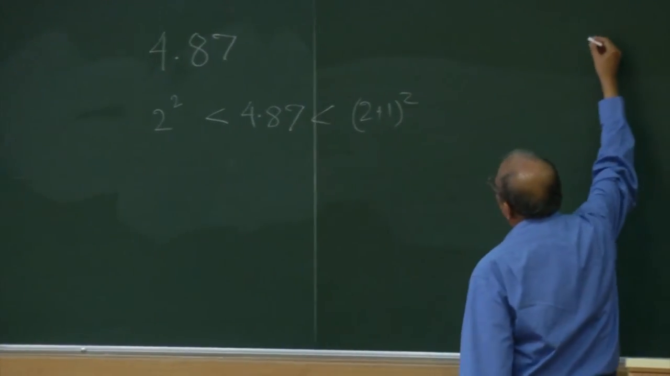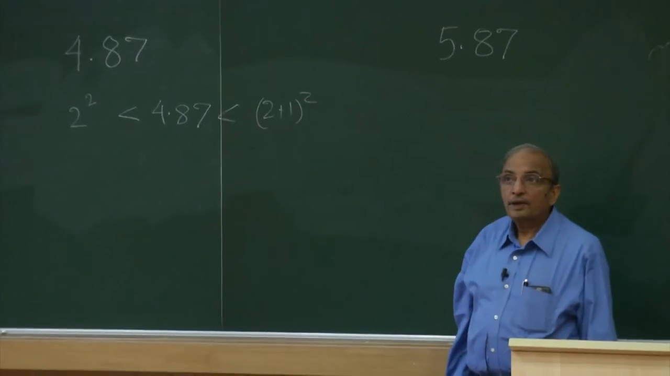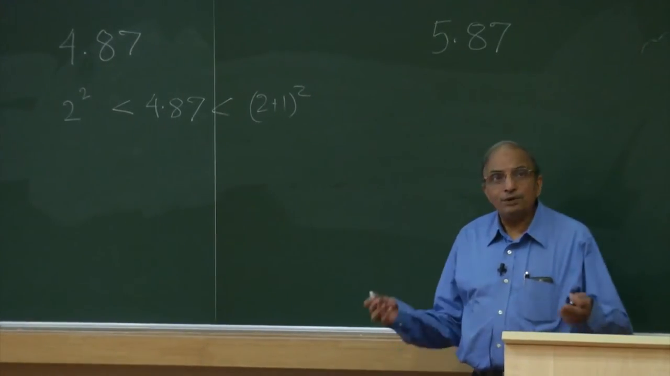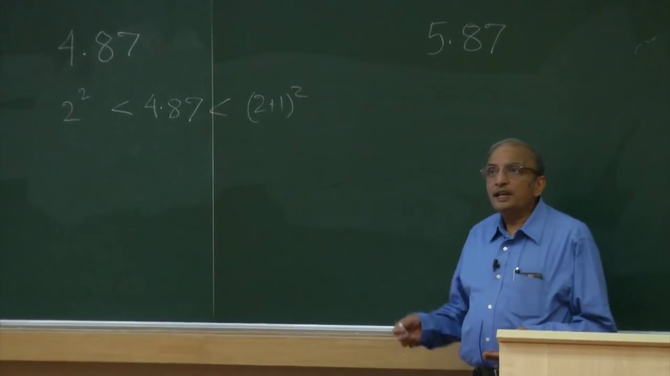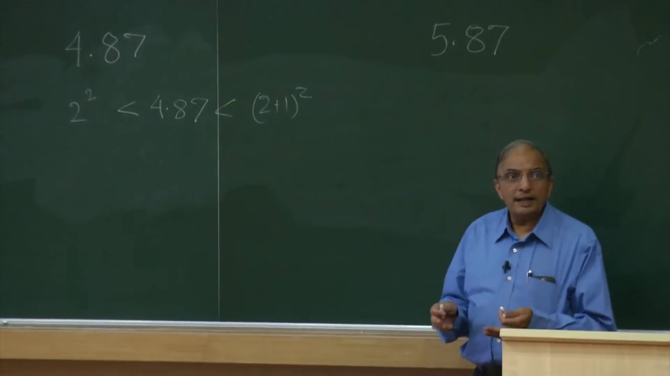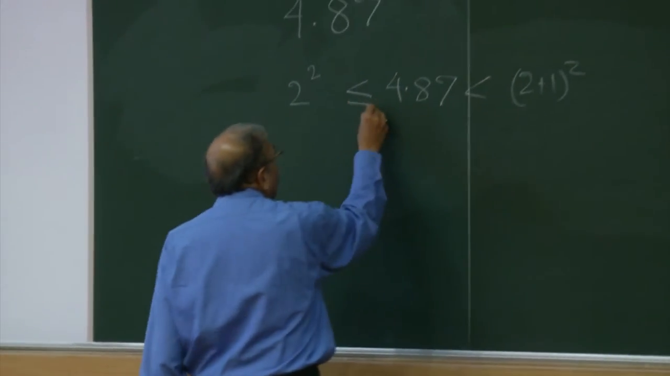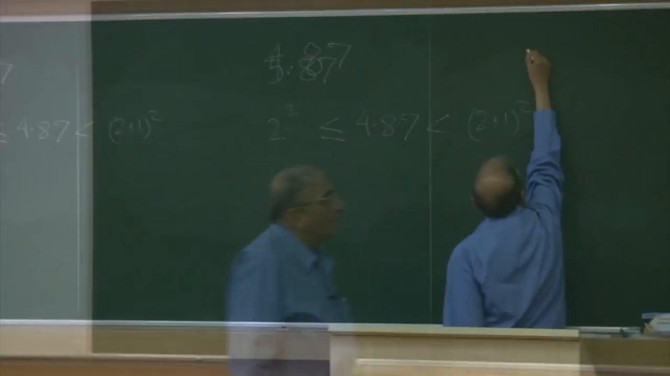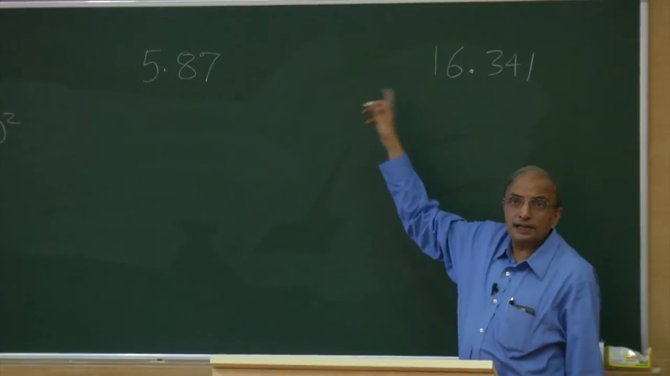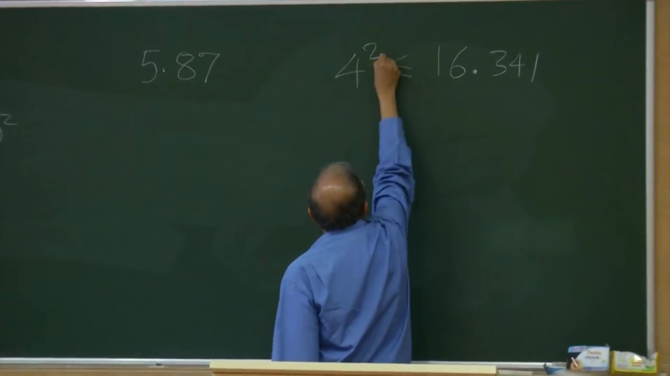What will be the answer if the number given is 5.87? 5 is the square root? Square root of 5.87 with these conditions. It is still 2, because 2 square is 4 and 3 square is 9. So any value that is given between 4 and 9 will result in the answer 2, right? Please remember the less than equal to symbol here. And there is only less than on the other side. What would be the result if the value given is 16.4324? It is 4, because this value is greater than or equal to 4 square but less than 5 square.